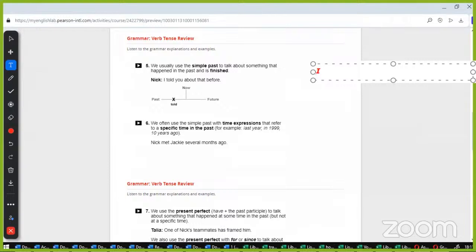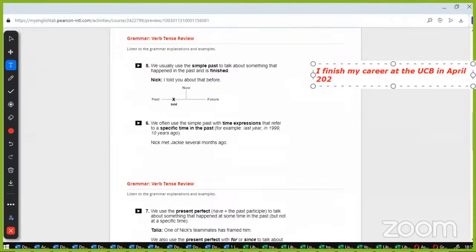I went. I studied. Where did you study? What institution? In the UCB, I studied in the UCB, I guess. Okay. Yes, I studied in the UCB, or I finished my studies, my career, we could say as well, at the UCB. When did you finish? In April of this year. April 2024.